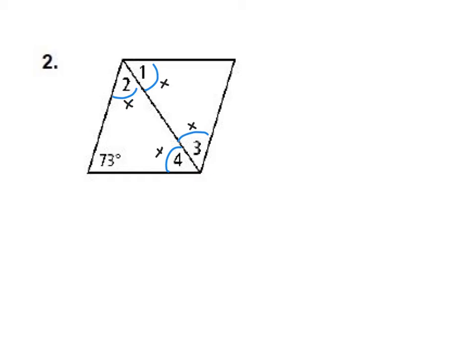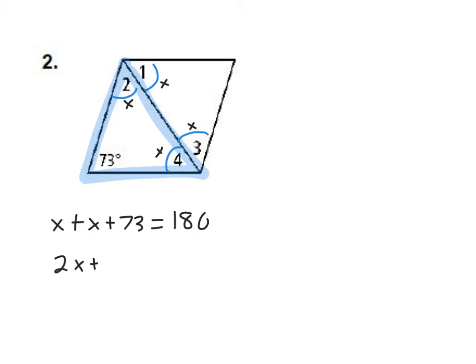We can create an equation, once again using the triangle sum theorem. We could say x plus x plus 73 equals 180. 2x plus 73 equals 180. I combine like terms. Now let's subtract 73 from both sides and we get 107. And then we're going to divide both sides by 2.